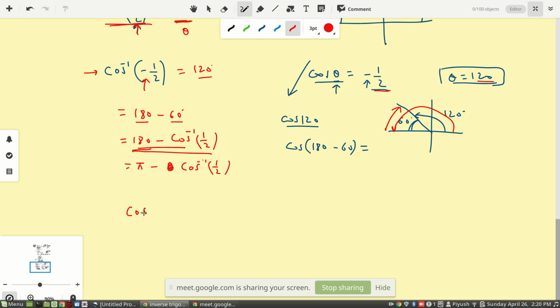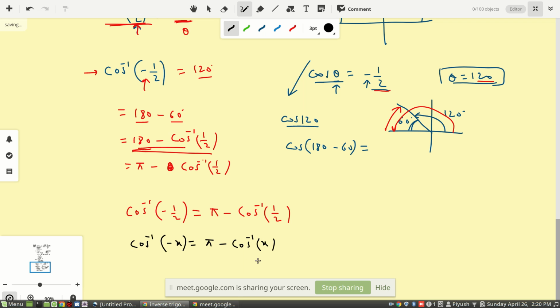Let me write this again. Cos inverse of minus half can always be written as pi minus cos inverse of half. Now in place of this I will replace the variable, so cos inverse of minus x will be pi minus cos inverse of x. This will work for the other two also, in this region. Cot inverse of minus x will also be pi minus cot inverse of x, and sec inverse of minus x will be pi minus sec inverse of x.